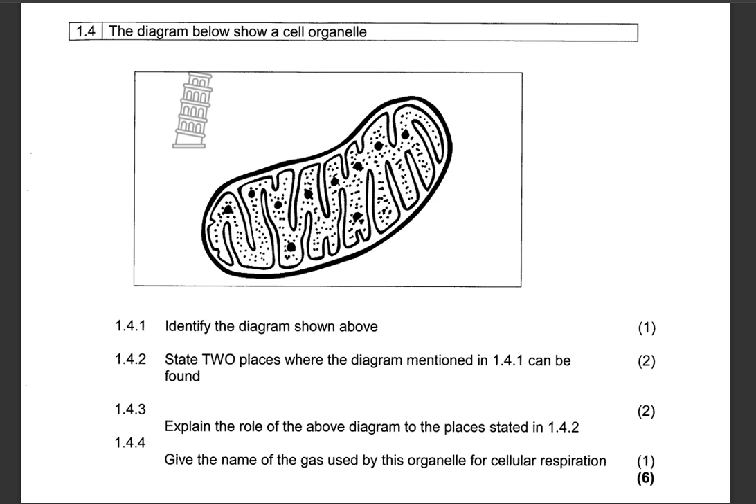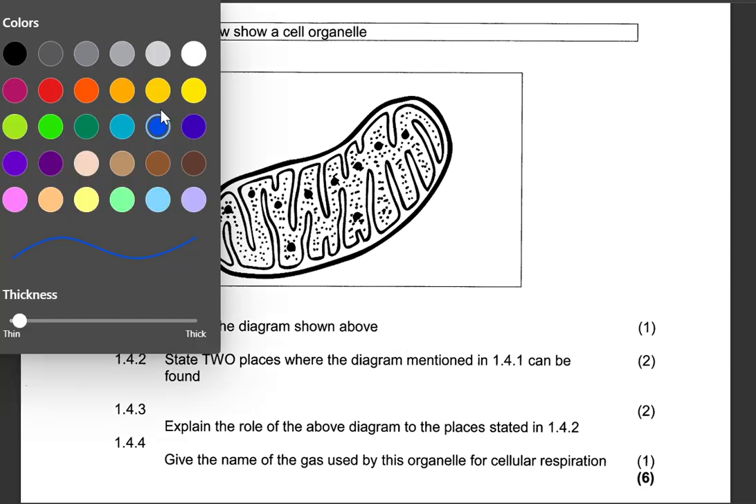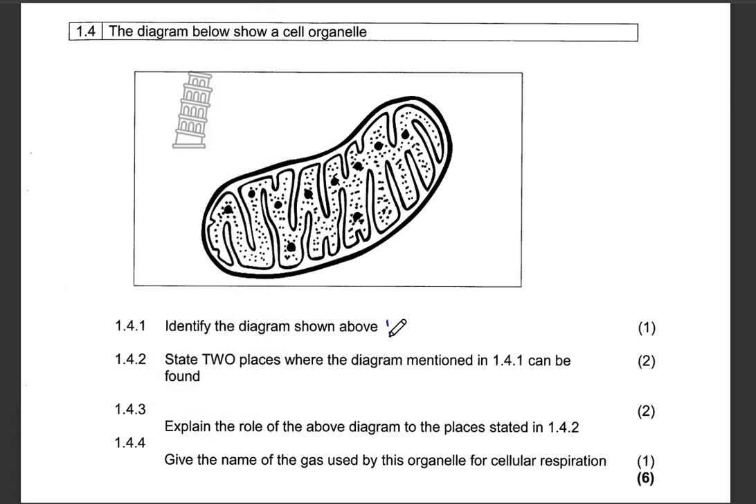So let us go through this question, guys. The diagram below shows a cell organelle. So this is basically a tiny organ or an organelle or a tiny structure that we find within cells. 1.4.1, identify the diagram that is shown above. So it's easy for us to see that this diagram is a mitochondria. Let me get my pen. Mitochondria. Okay, one mark for that.